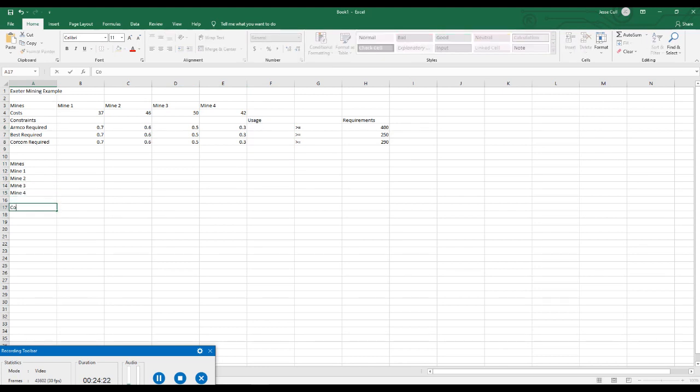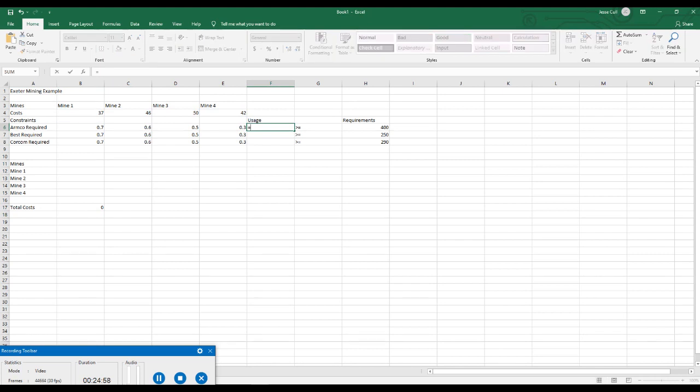Our ultimate goal is minimizing total costs. So total costs we can get from our costs of mine 1 times the amount of time we mine 1 plus our cost of mine 2 times the amount of time we mine 2 plus the cost of mine 3 times what we have to get for mine 3 and plus our cost at mine 4 times the amount of time we mine 4. There's 8 because we have 4 different decision variables this time.